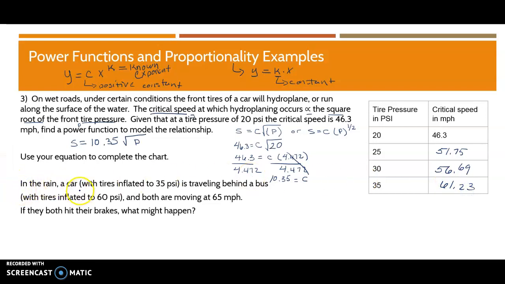So our last part. In the rain, a car with tires inflated to 35 psi is traveling behind a bus with tires inflated to 60 psi, and both are moving at 65 miles per hour. If they both hit the brakes, what might happen? So let's deal with the car first. Tire pressure is 35 psi. We just looked that up, so critical speed is 61.23. So the car is above critical speed, which means there's a good chance of hydroplaning.